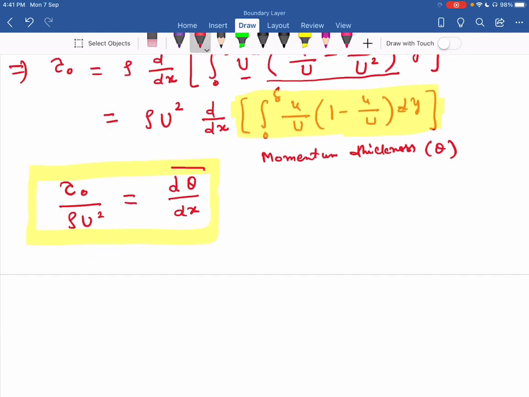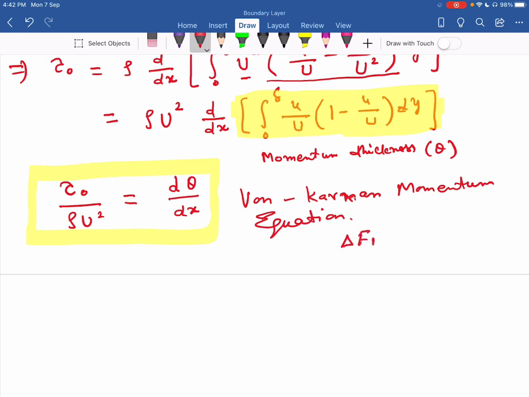So this equation is known as the von Karman momentum equation. This is the von Karman momentum equation, and we can use it to find the frictional drag, that is delta Fd, on the plate for both laminar as well as turbulent boundary layer. So this is used for determining the frictional drag on the plate.